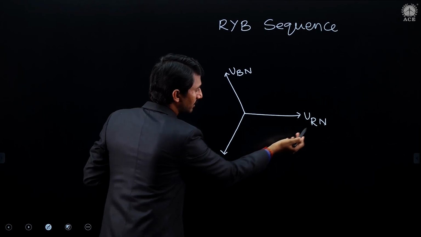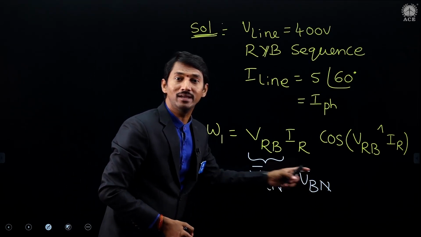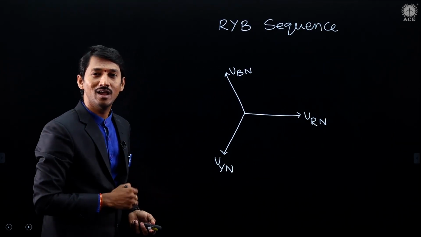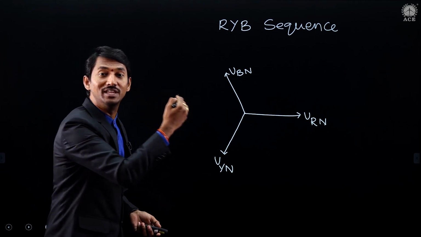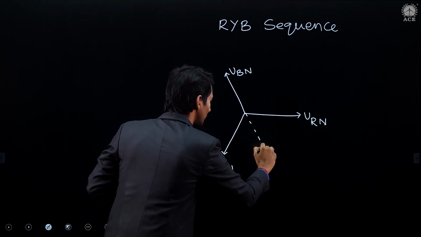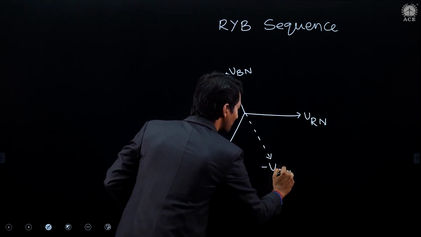VRN we require. Yes, it is there. But what other parameter do we require? Minus VBN. But what we have here is the plus VBN vector. How do we get minus VBN? We need to reverse the vector. So therefore, this will be minus VBN.